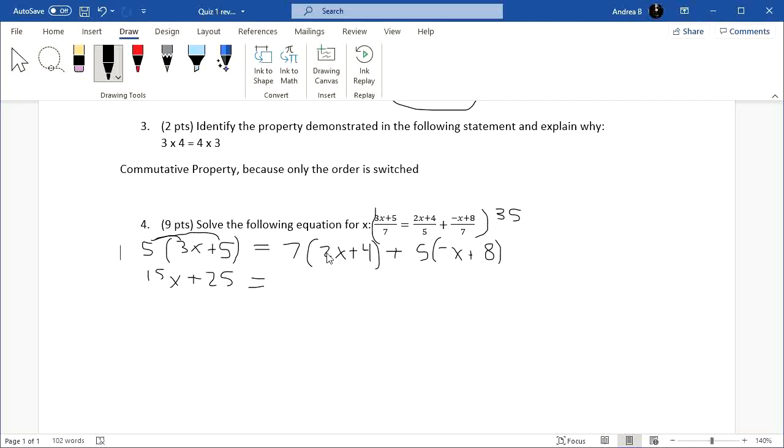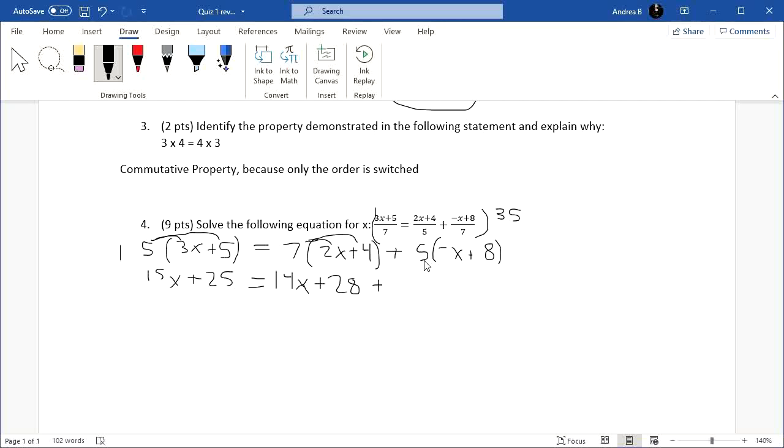So the 7 times the 2x and the 7 times the 4. So we'd have 14x, and then multiply the 7 times the 4. So we get a plus 28 there. Make sure to be careful with your signs. Keep the sign correct. This would be positive once again because it was a positive times a positive.